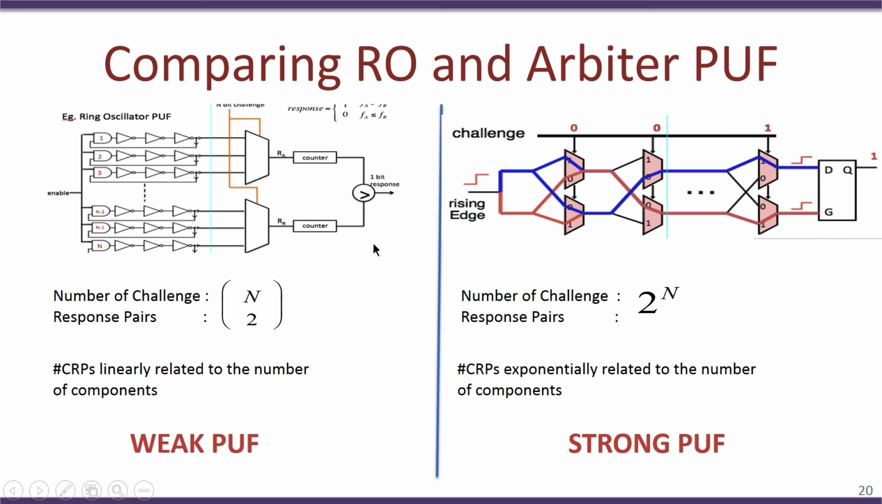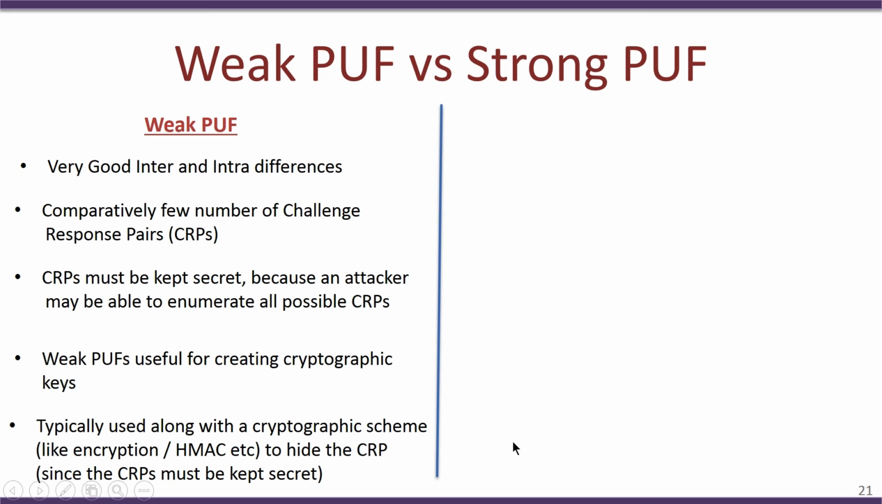So, based on the number of challenges, we categorize these PUFs as a weak PUF because it has a very small set of challenges. In fact, the challenges are linearly dependent on the number of ring oscillators. Or the strong PUF in case of arbiter, because the number of challenges that are possible are exponentially related to the number of arbiter switches that are present. So, these are the properties of weak PUFs.